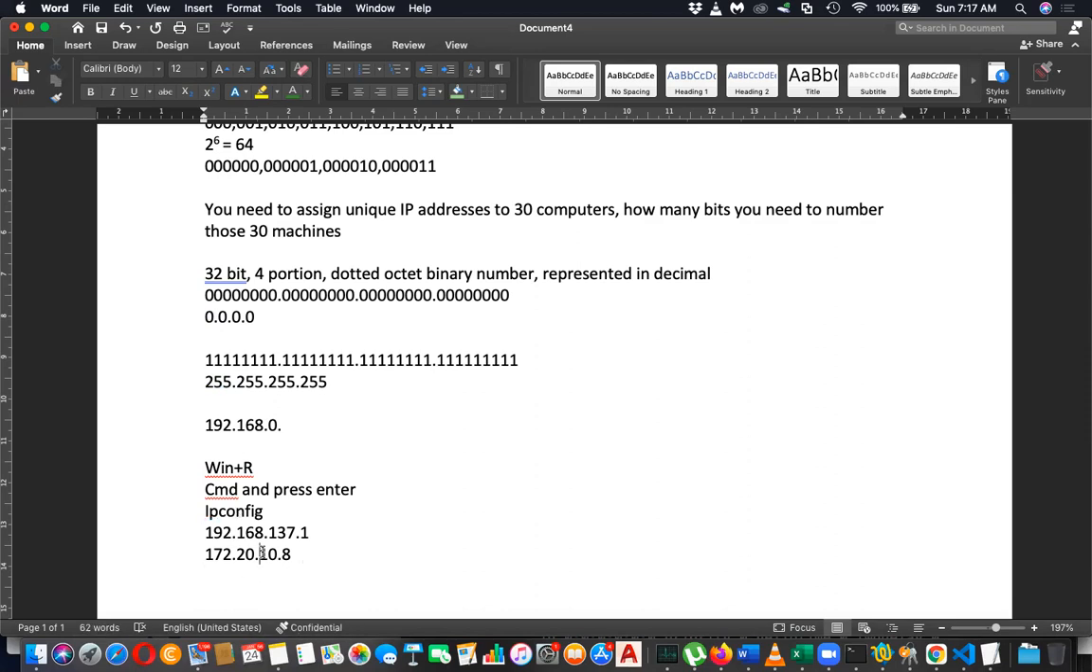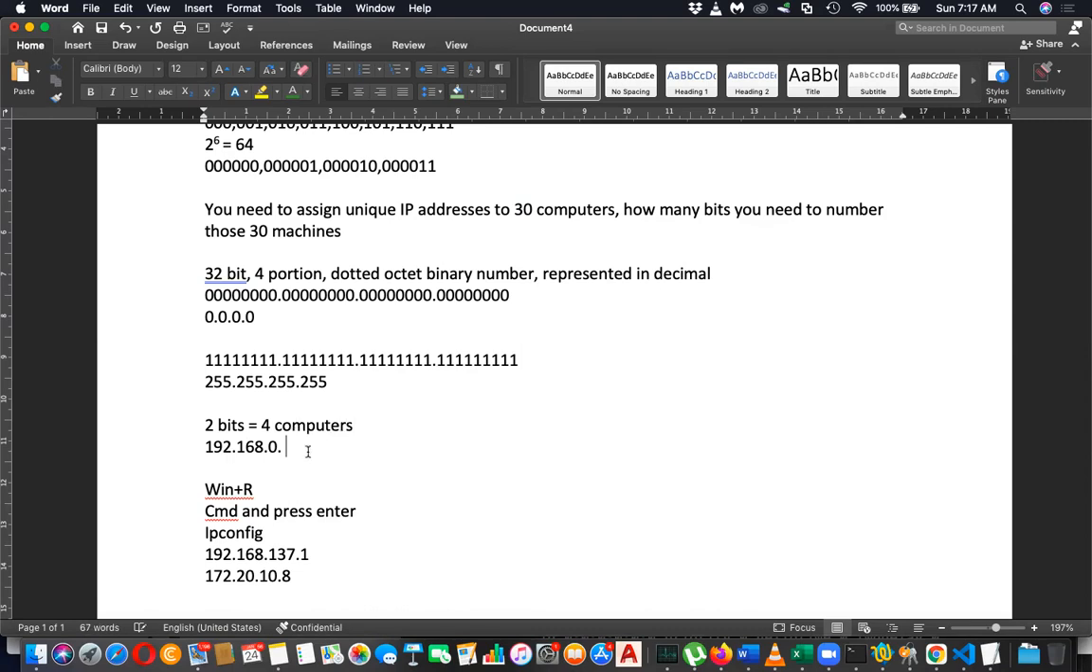And so forget about all these stories. Now you have 30 computers. 30 computers means how many bits you need to address those 30 computers. Yes, if you have 2 bits, you can give addresses to 4 computers maximum.